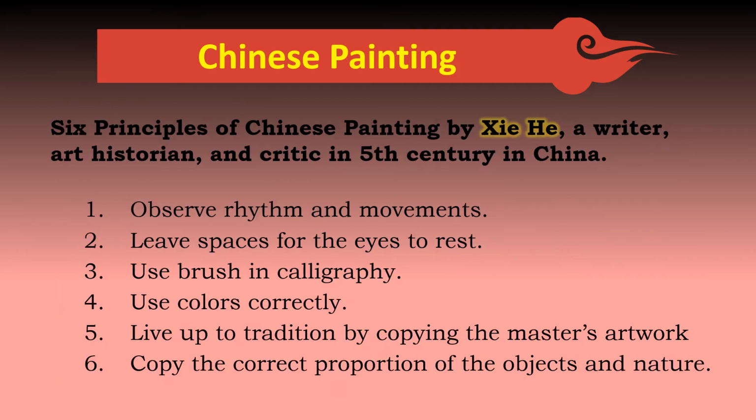The 6 Principles of Chinese Painting by Xie He, a writer, art historian, and critic in 5th century China: Observe rhythm and movements. Leave spaces for the eyes to rest. Use the brush as in calligraphy. Use colors correctly. Live up to tradition by copying the masters' artwork. Copy the correct proportion of the objects and nature.